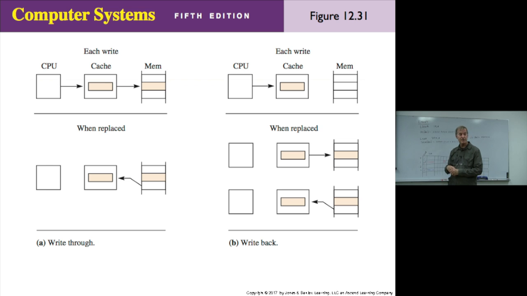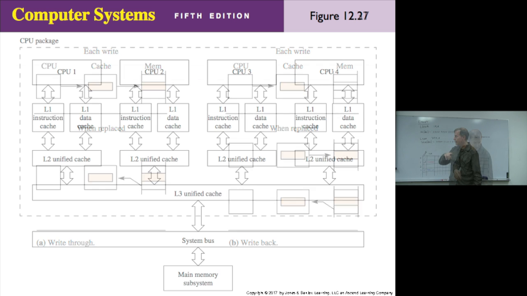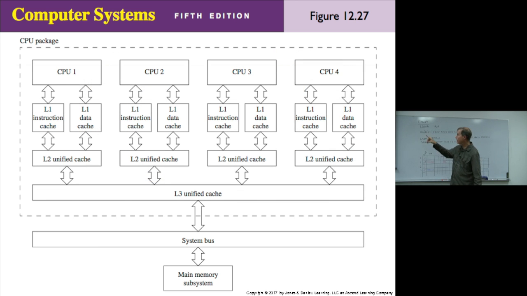No, it does not. The question is, is the CPU to cache the same as cache to memory? Let's go back and look at this. Let's clarify one thing. In figure 12.27, you see the system bus is down here at the bottom. So the path between the system bus and the cache is different from the path between the cache and main memory, or the cache and another lower level cache. Actually, there's a couple of slides here that will show advantages and disadvantages of each.